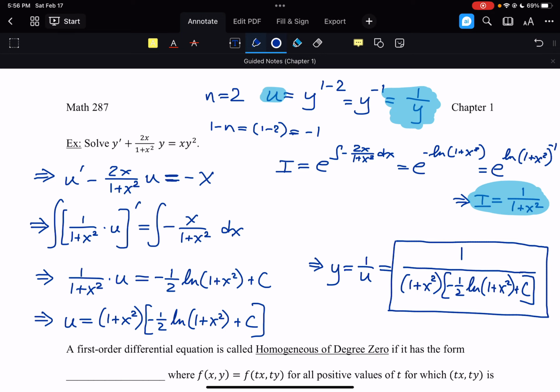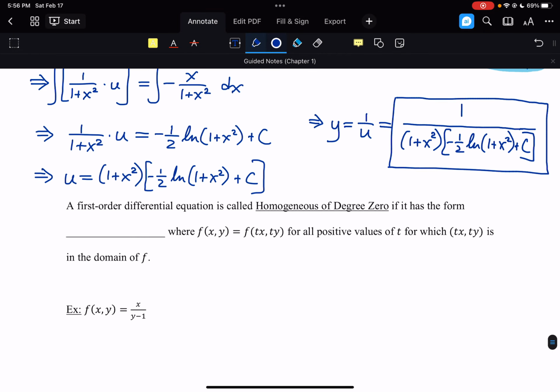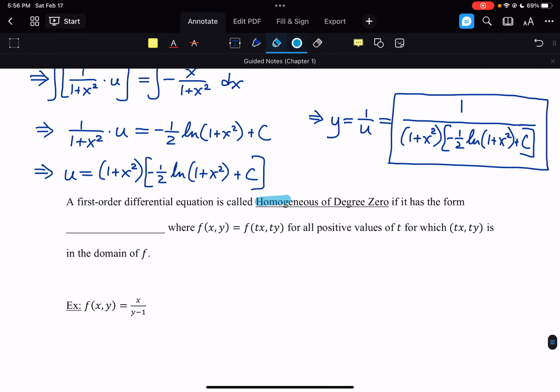Now, there's one other type of differential equation to look at that also uses a change of variables, and that is a first-order differential equation called a homogeneous of degree 0 differential equation, or homogeneous, depending on your pronunciation of that word. So we say that this type of differential equation occurs if it has the form y prime equals f of x and y, where f of xy equals f of tx ty for all positive values of t, for which tx ty is in the domain of f.